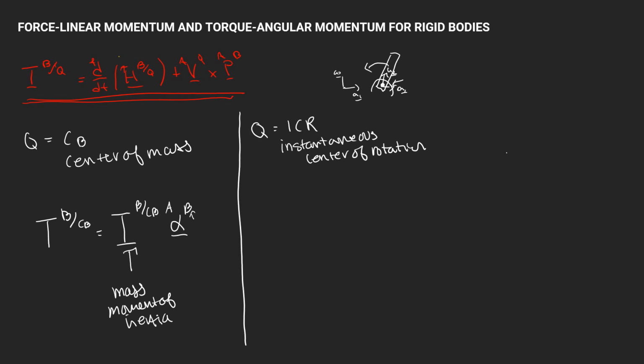And if that's the case, then we can write the torque of our rigid body B about ICR. And I put the parentheses here to emphasize that this is a single point, we're just calling it ICR, is equal to the mass moment of inertia of our rigid body about that instantaneous center of rotation. And then that's again multiplied by the angular acceleration of our rigid body in frame A.